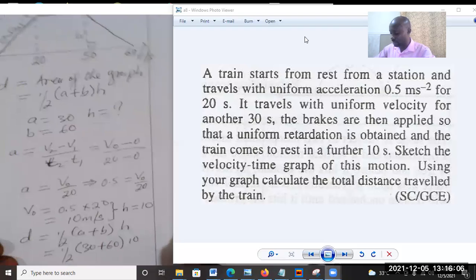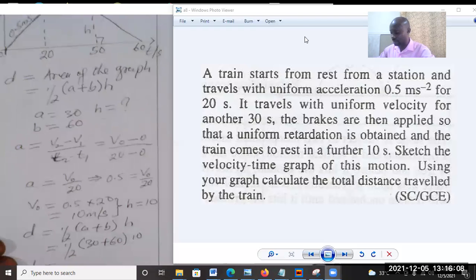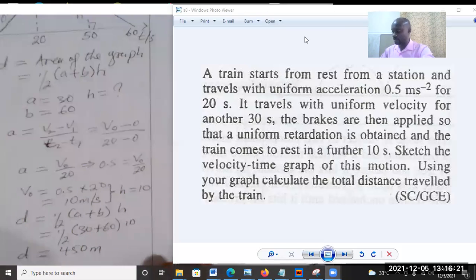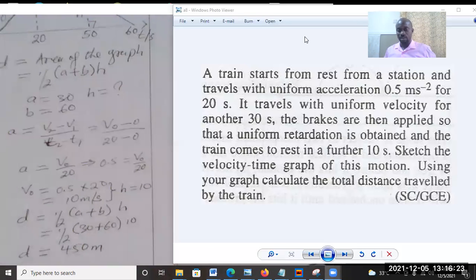If we do that, the distance comes to 450 meters. That will be the distance, 450. So in this question, calculate the distance traveled, the distance is 450 meters.